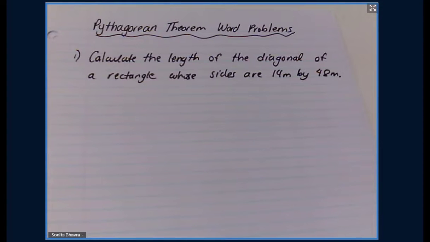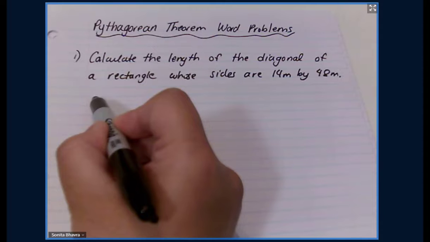Okay, so we are continuing with the Pythagorean theorem today, and we're looking at word problems. Here is our first word problem. Calculate the length of the diagonal of a rectangle whose sides are 14 meters by 48 meters. So what we'll do is step one, which is draw your diagram.